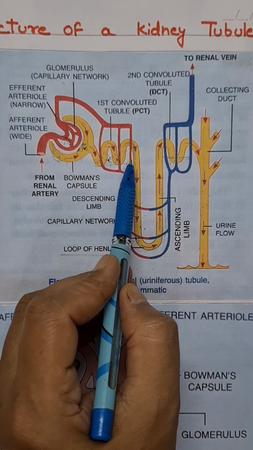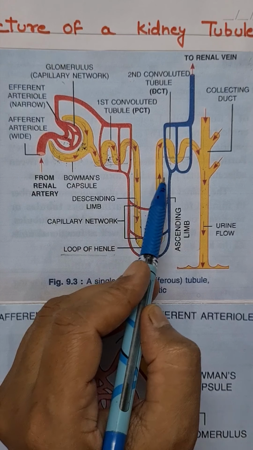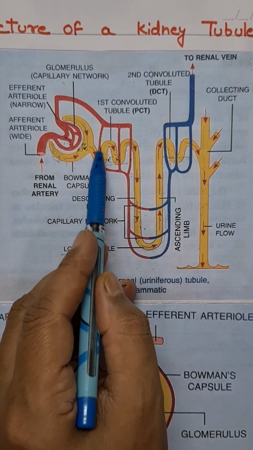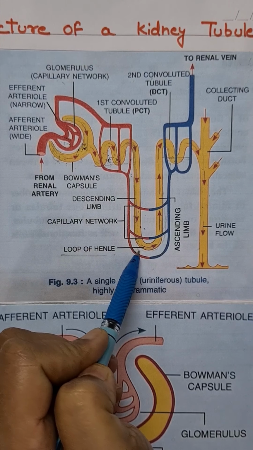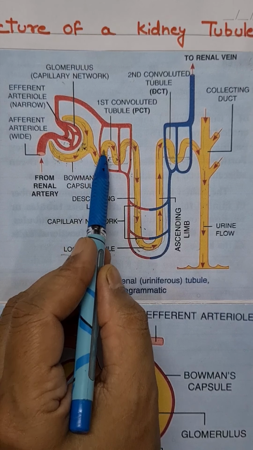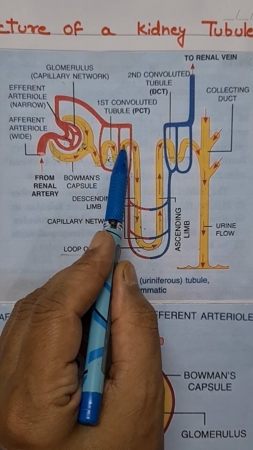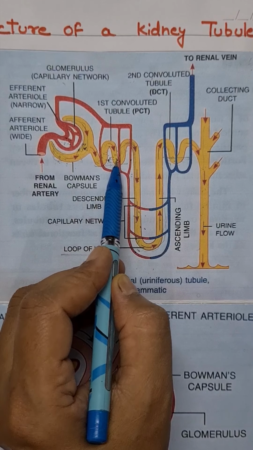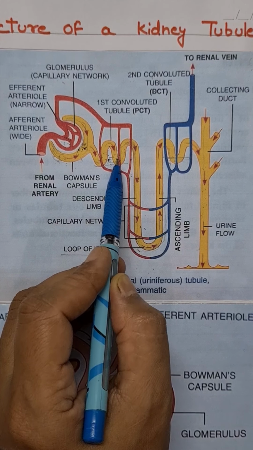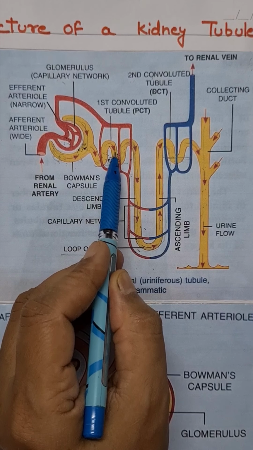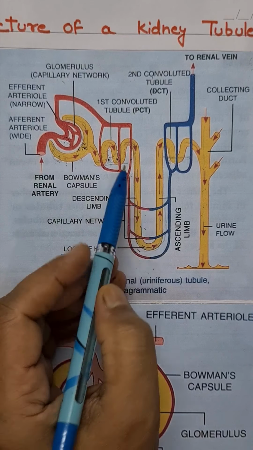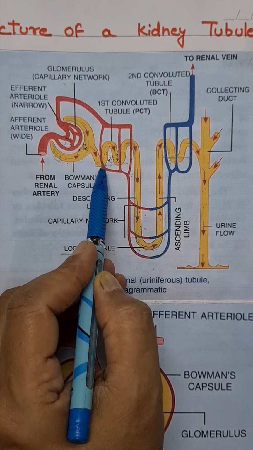Means the useful materials in the required amount are reabsorbed back by the blood which is flowing through these capillaries, that is the vasa recta. Now first, when the glomerular filtrate moves through the proximal convoluted tubule, most of the water, that is 2/3 of the water present in the glomerular filtrate, is reabsorbed back from the proximal convoluted tubule. And again it becomes part of the blood which is flowing through vasa recta, making it dilute.